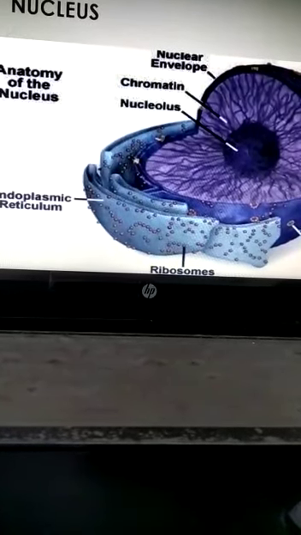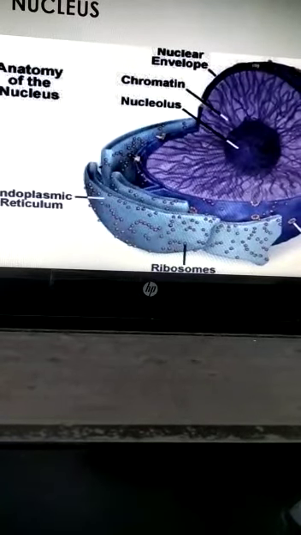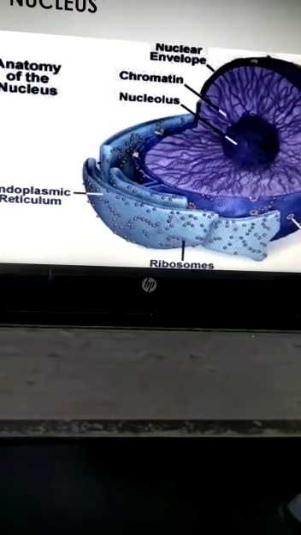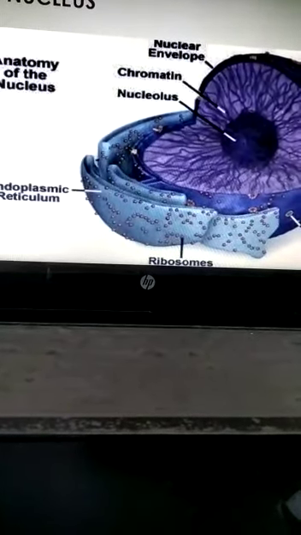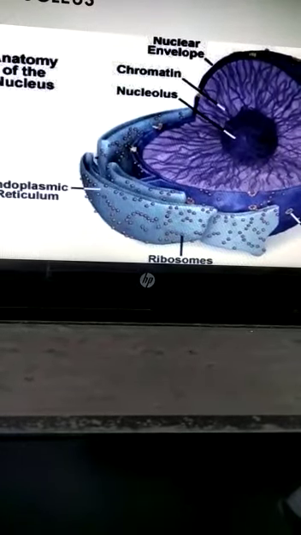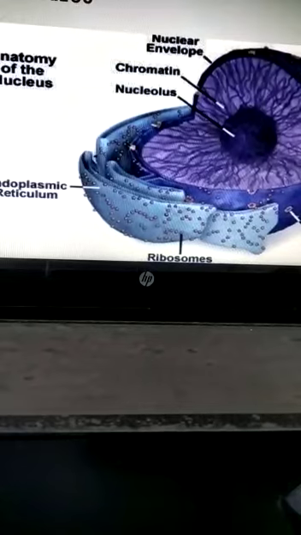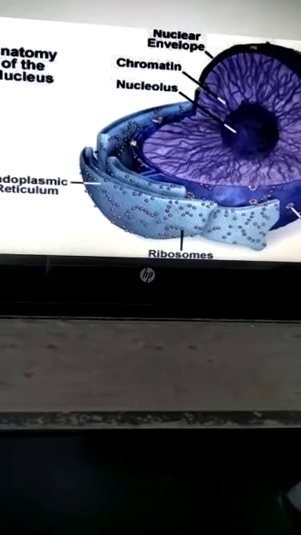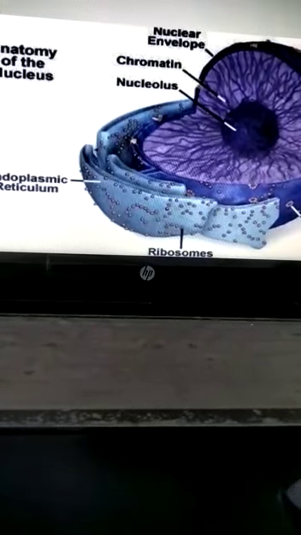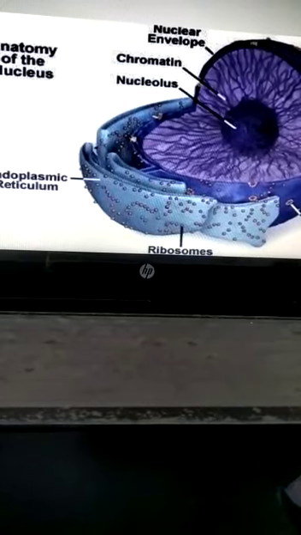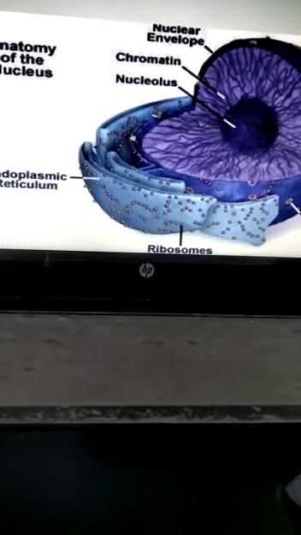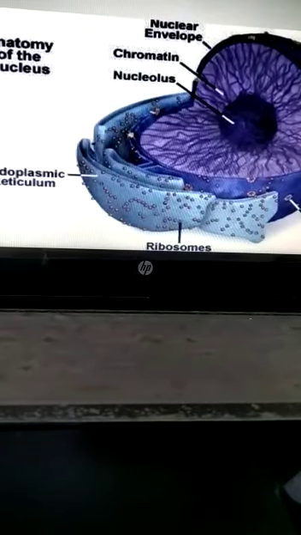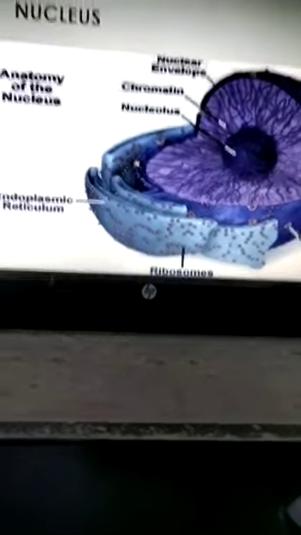Next is the structure of a nucleus. Nucleus is made up of a nuclear membrane, nucleoplasm, nucleolus, and chromatin network. Nuclear membrane is the double membranous structure that separates the nucleus from the cytoplasm. The membrane is perforated by several nuclear pores, which allows exchange of materials between the nucleus and the cytoplasm.